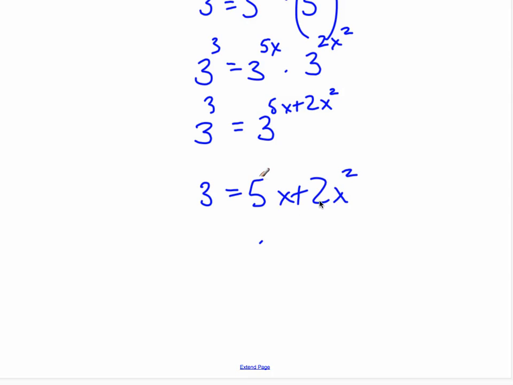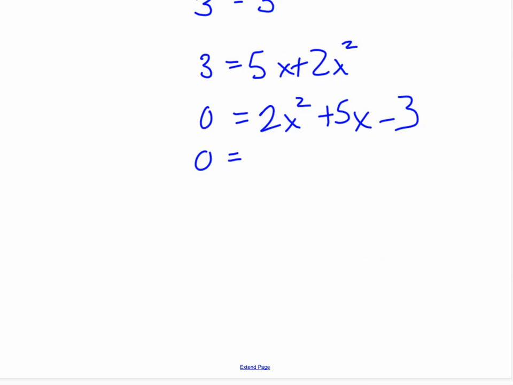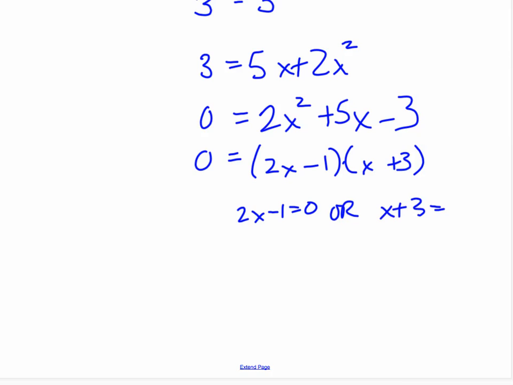Okay, now it looks like a quadratic equation, so I'll get everything to one side. I'll just rewrite it so it's in the right order. Minus 3, and then from there factor or do whatever you need to. I think it's 2x and x. I'm thinking a plus 3 and a minus 1. 2x squared plus 6x minus x. Yep, that's it. So then here 2x minus 1 equals 0, because something times something equals 0. You can equate either of them to 0, or x plus 3 equals 0.